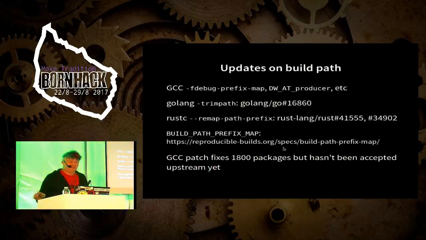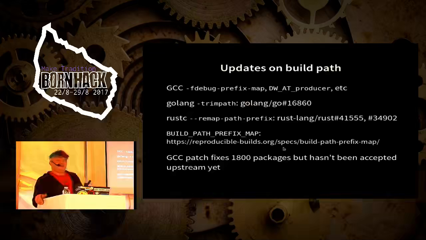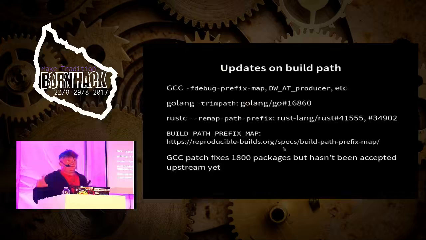Do you want to explain this in more detail, or maybe later? Okay. So basically the build path is embedded not only by GCC, but also by Ruby, by Rust, and by many other tools. They embed the build path. And Jimin wrote a patch so that this build path is not there anymore, or it's a relative path.